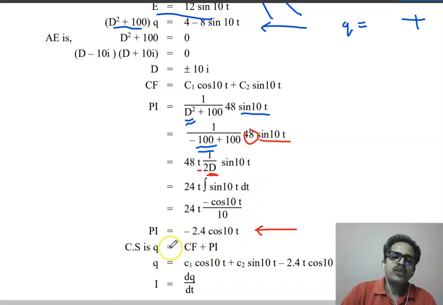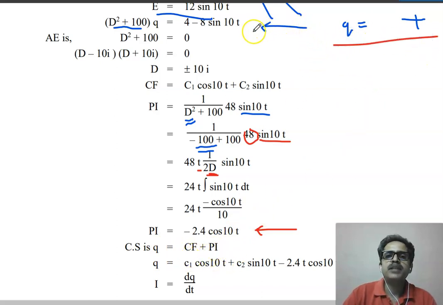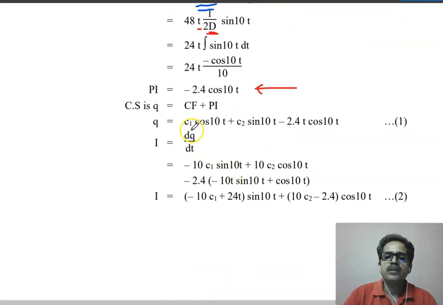Now the complete solution is q equal to CF plus PI. I told you here, q equal to CF plus PI. CF is obtained here, and here we obtain PI. Fine. Add the values on the right hand side. Now we obtain the charge at any time. But now we have to find the current, and the current, that is capital I, is given by dq by dt. So we just differentiate this right side.